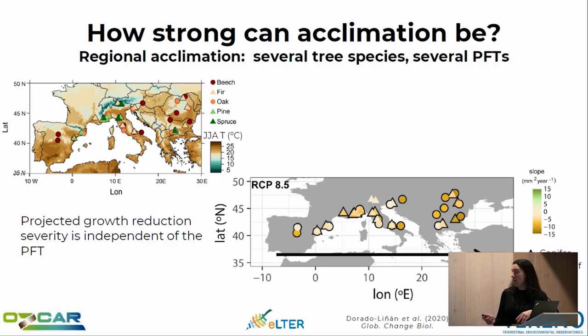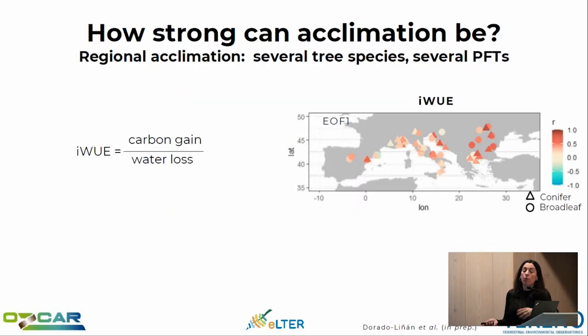And yeah, our conclusion is that projected growth seems to be independent of the PFT. It seems to be constrained by the climate conditions. But we didn't have the physiological proof of that. So we decided to run this analysis, sampling more sites. Now in this map, we have 42 sites distributed in the Mediterranean for the same 3 species.